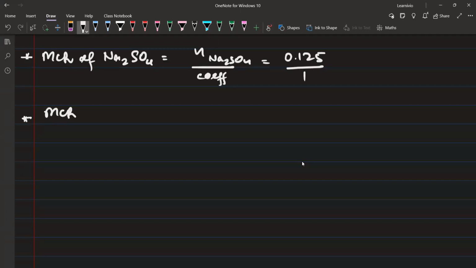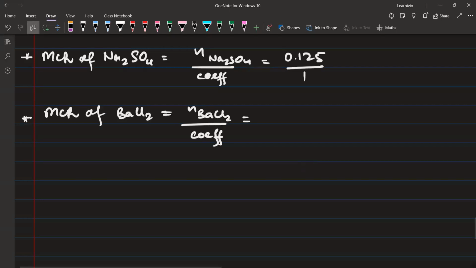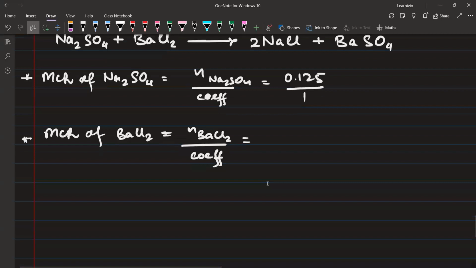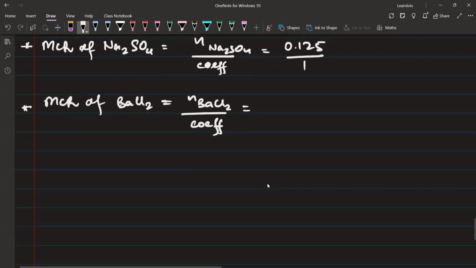Now we have MCR of BaCl2. This was again the number of moles of BaCl2 divided by the coefficient. अभी आप लोग सिर्फ सुनिएगा. Number of moles of BaCl2, if you remember, we had just written here, it was how much? 10/208. ठीक है, 10/208. अब ये तो कंपेयर कीजिए आप लोग, कौन बड़ा है कौन छोटा है, अगर आप लोग कंपेयर कर पाए.